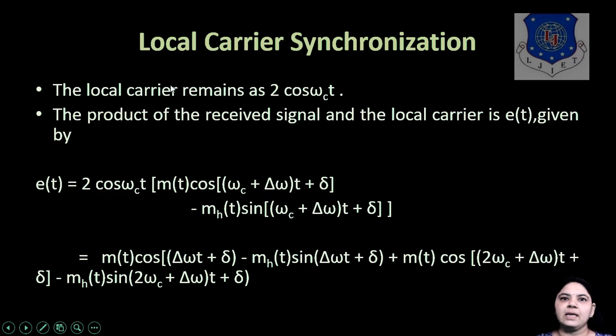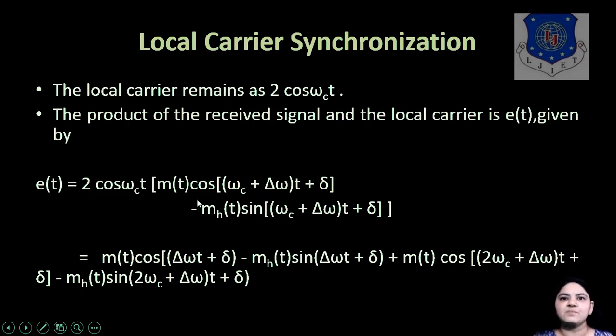So the local carrier remains 2 cos omega ct. The carrier wave is the high frequency wave. Here we are assuming cos omega ct. We are just writing the 2 only for making the equations. So the local carrier remains 2 cos omega ct. Now the received signal and the local carrier signal, e(t), is given by, multiplied with the carrier signal.